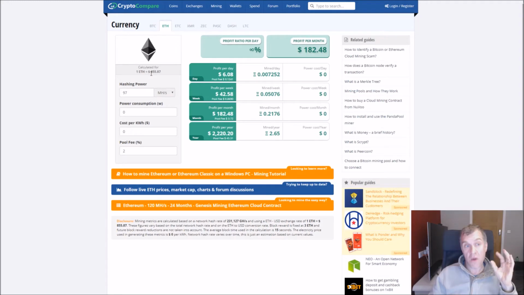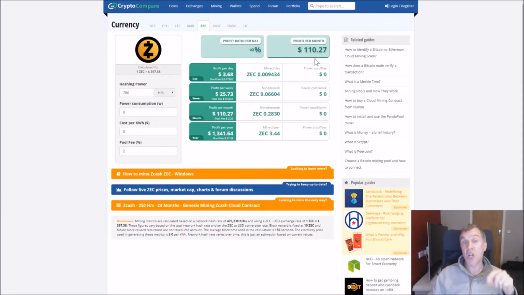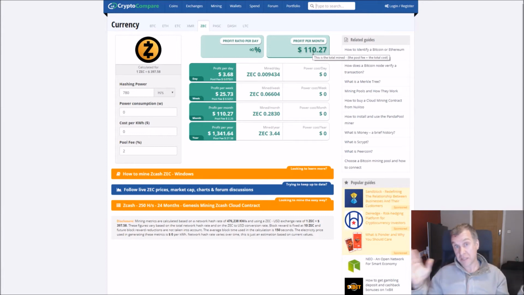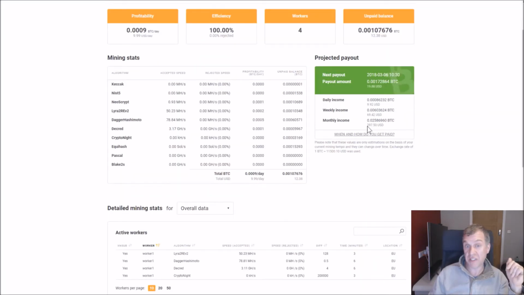So if I had the GTX 1060s, all four of them mining Ethereum, we would currently be earning $182 per month. Now, the 1080 Ti on Zcash would be netting $110 per month. So that's just over $290 per month. So you could mine separately and earn nearly as much as you could do with Nicehash.